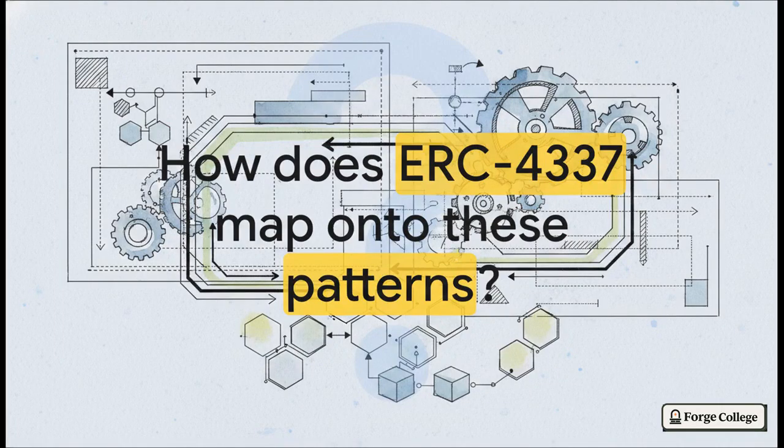So, with all these blueprints and interfaces in our toolkit, here is the big question. How does a rigid, concrete protocol like ERC4337 actually map onto these patterns? Does it act as the ultimate blueprint, or is it going to introduce an entirely new set of bottlenecks for your factory assembly line? Well, that is exactly what we are going to uncover in our next explainer.